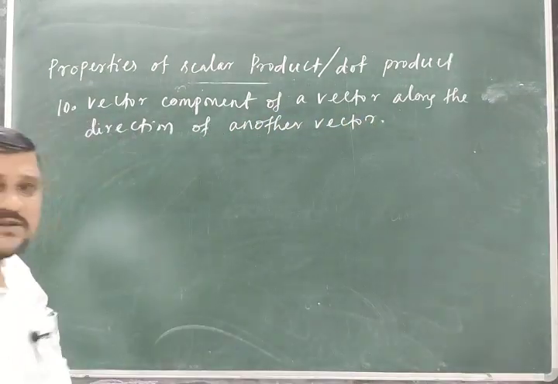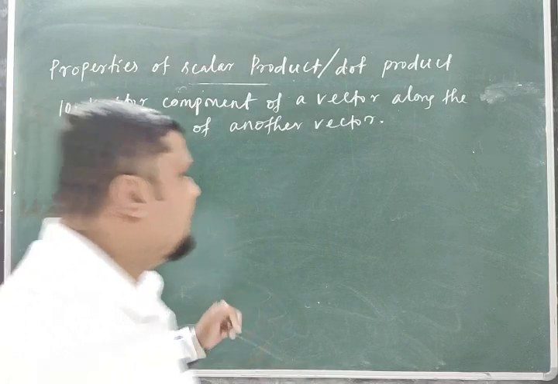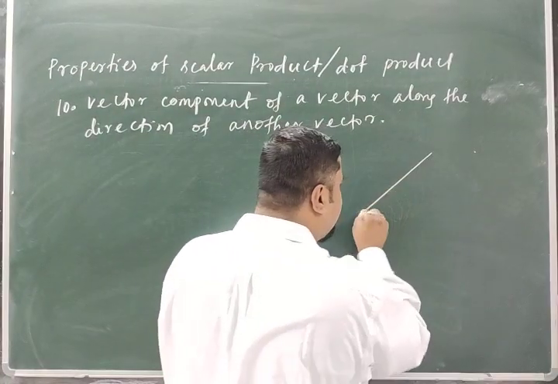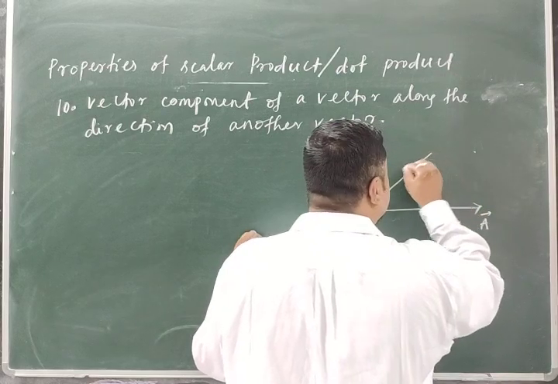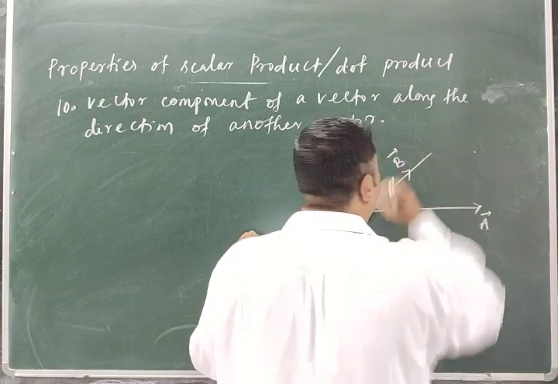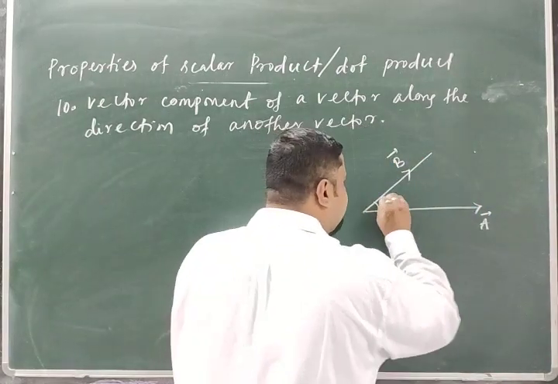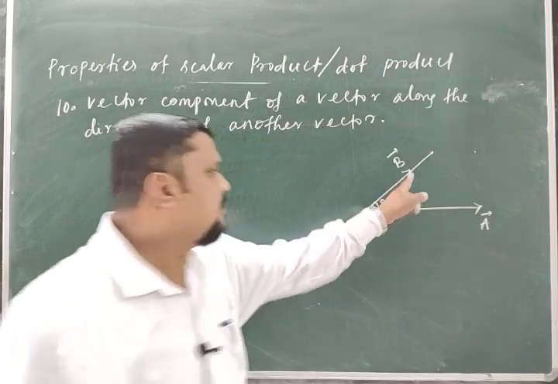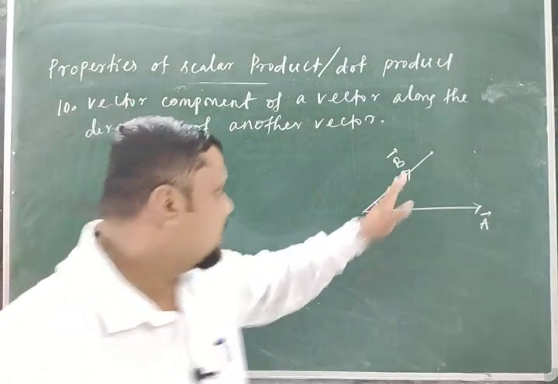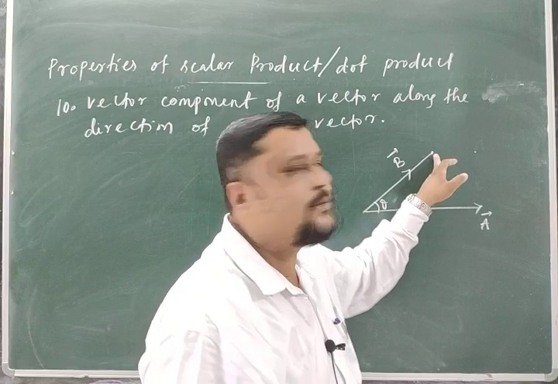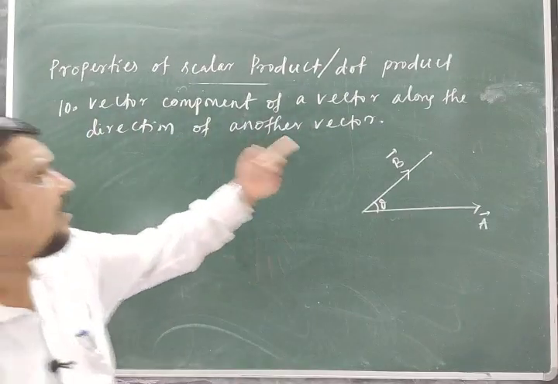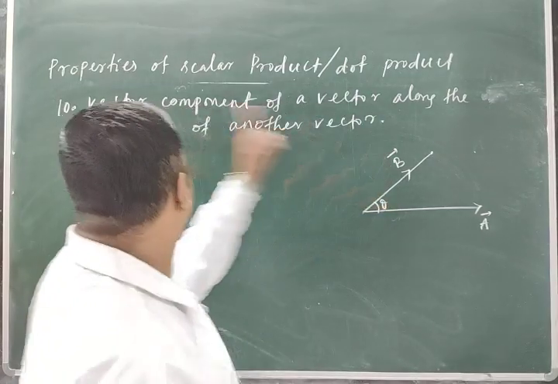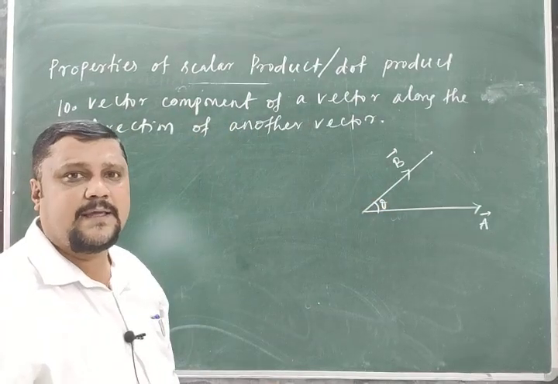Ninth one, we have discussed the scalar part. So now do the same thing. Vector A and let this be the vector B, and this angle is theta. To make it clearer, I put the arrow mark here; you can put it at the top also. So here I will ask you: the vector component of the vector B along the direction of vector A.